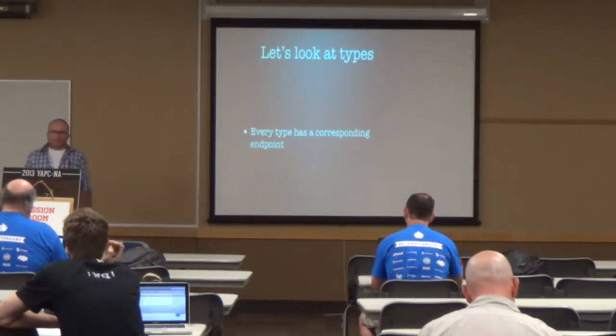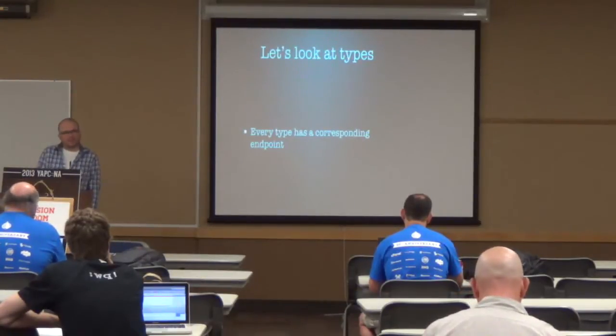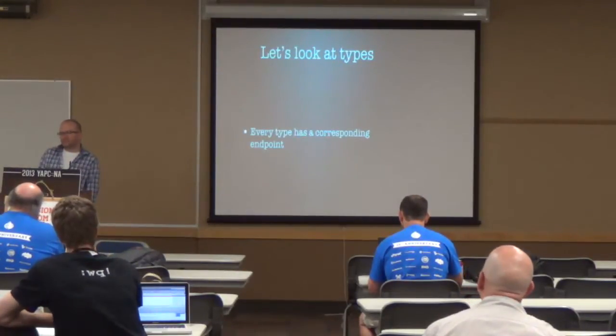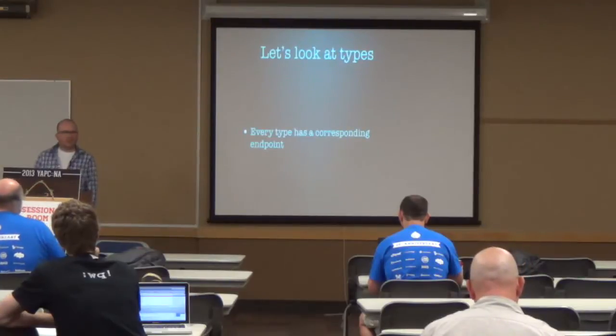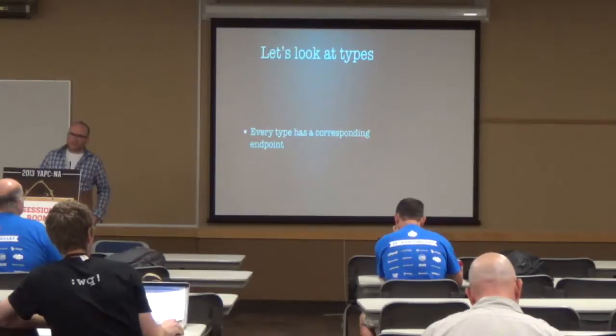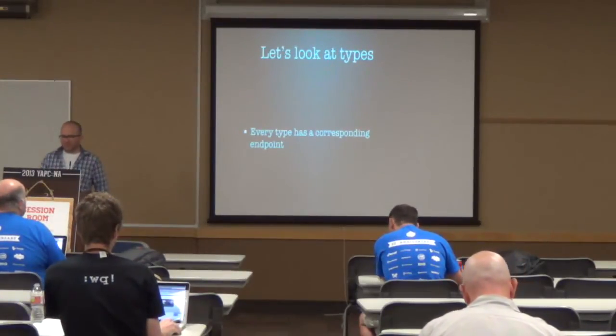What we've done with MetaCPAN is we have various types where we store the data, so various tables, and we've exposed an endpoint of the API for each of these types. So if you want to get information about an author, you go to /author. If you want to get information about a release, you go to /release. Distribution, you go to /distribution. That's all fairly straightforward stuff.